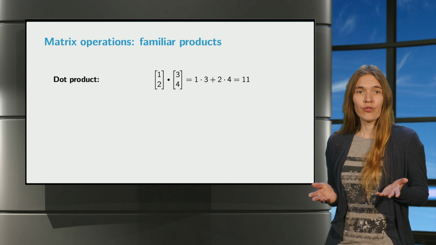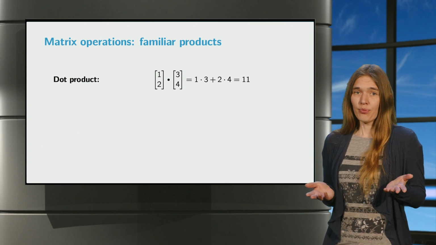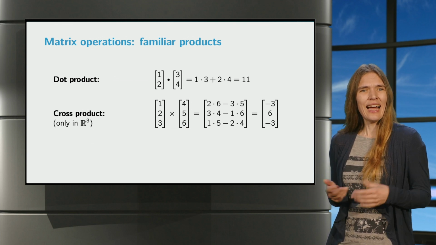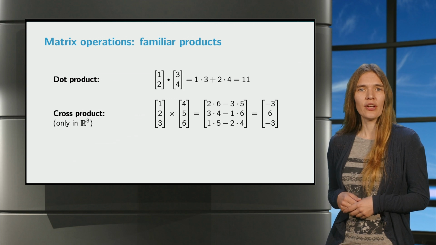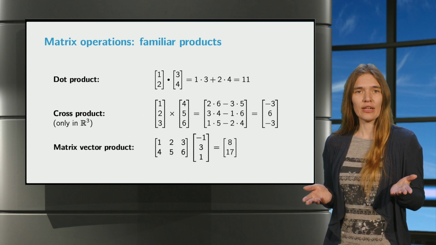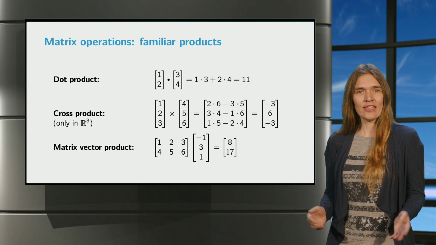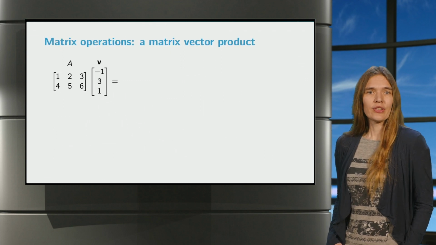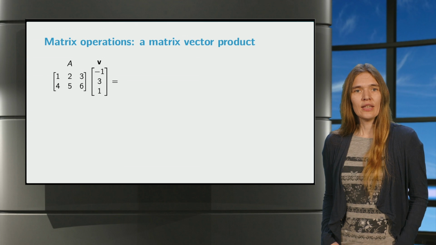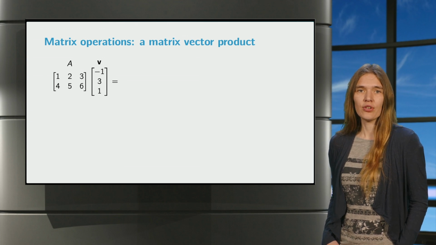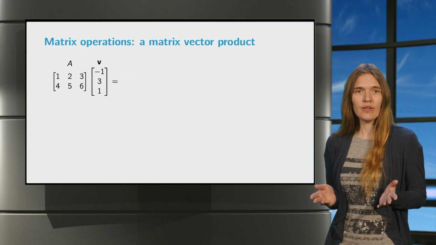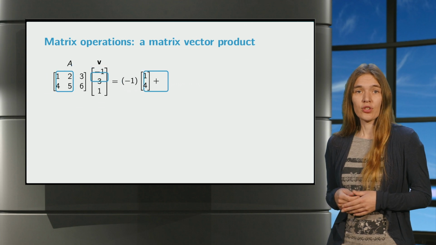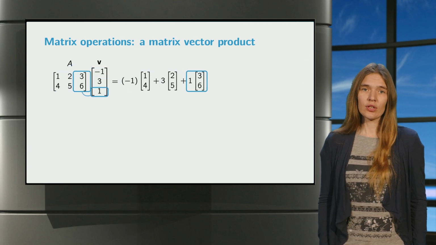For vectors, you have already seen several products. There is the dot product, and for vectors in R3, you also learned the cross product. However, multiplication of matrices is based on another product you have already seen, the matrix vector product. Let us recall the mechanics behind this matrix vector product using our example. We have a 2 by 3 matrix A and a vector V in R3. The matrix vector product AV is the linear combination of the columns of A using the components of V as weights. So AV equals -1 times the first column of A plus 3 times the second column, plus 1 times the third column of A.